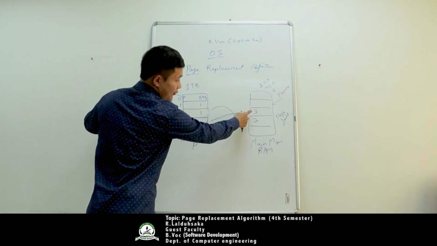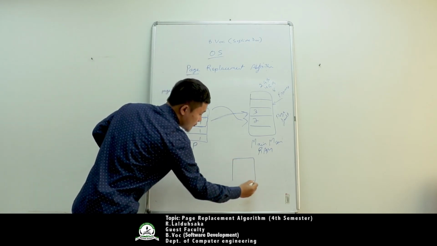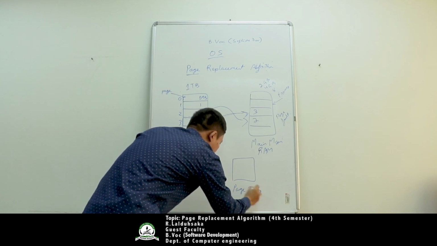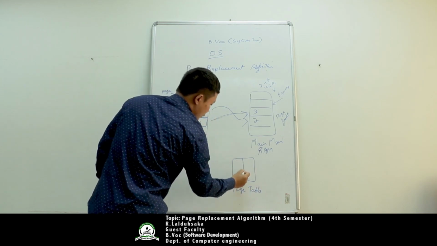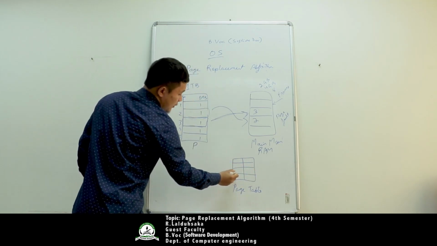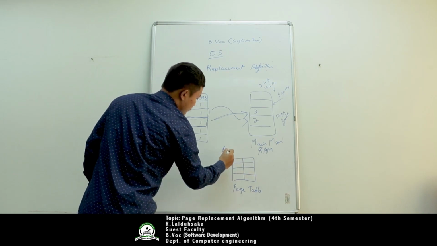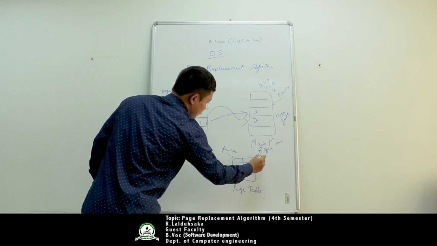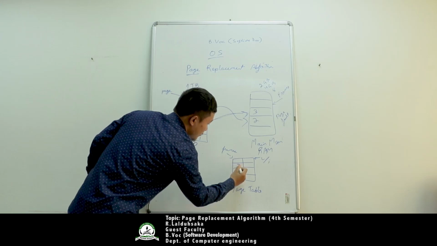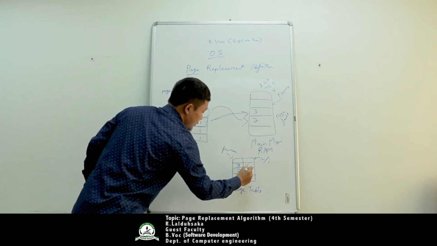To keep track of which page is in the main memory, there is a page table. This is a page table. These are the frames, and this is the valid or invalid bit. We can see that 3 and 2 are already in the main memory, so they are valid.